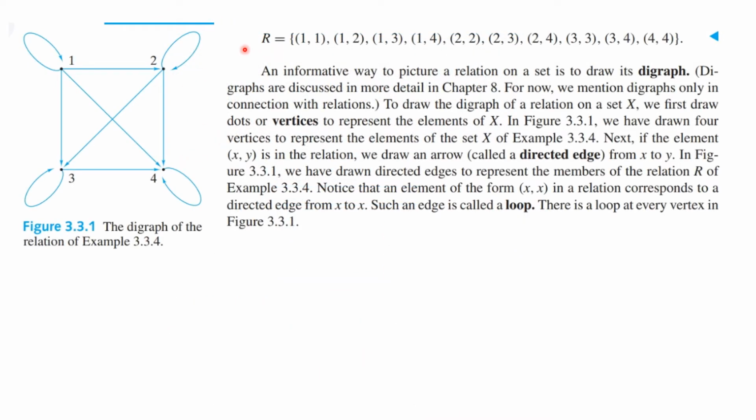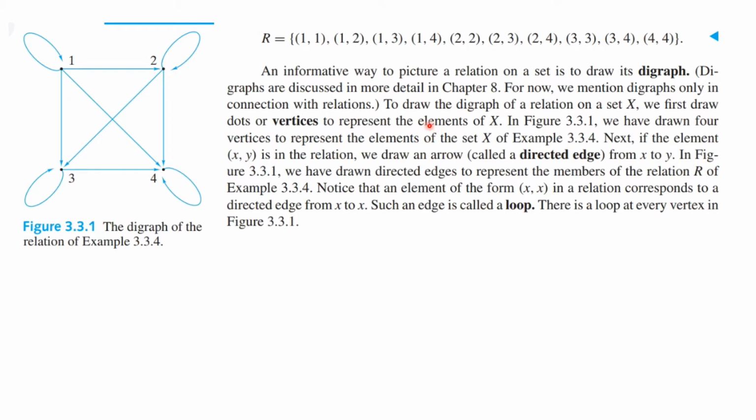A relation can be listed as a set of ordered pairs that defines a relationship, but another way is to draw what's called a digraph. Digraph stands for directed graph. There's a direction. So here we go from 2 to 2. The arrow indicates the direction.